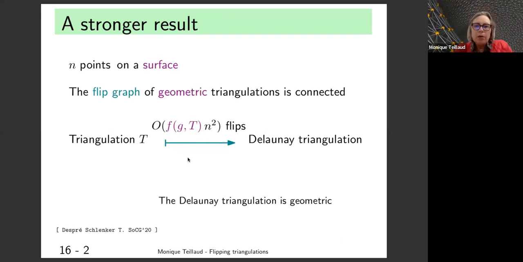Two years ago, we proved with Jean-Marc Schlenker that if you take points on a surface this time, the flip graph of geometric triangulations is connected. Geometric triangulations are triangulations that can be embedded with geodesics on the surface. But this time the complexity is not only the n squared, of course we get the same n squared, but we also have a term that depends both on the genus and the quality of the triangulation in some sense. The whole point of this work is to have good properties on this function of the genus and the triangulation.